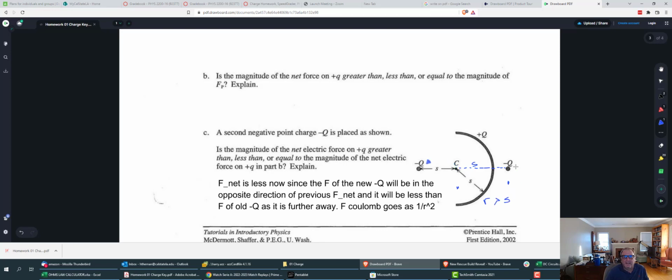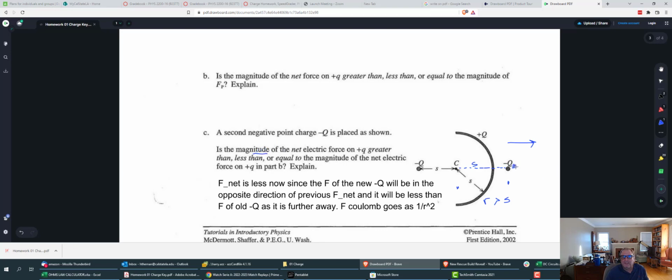So that means that this thing here is certainly going to have an F pointed this way that's going to oppose these guys. And we already know that the F of the point charge is greater than the semicircle, so we don't really need that to prove that the F net here is going to be less, because it said magnitude of F net. You see, you got to be a little careful.